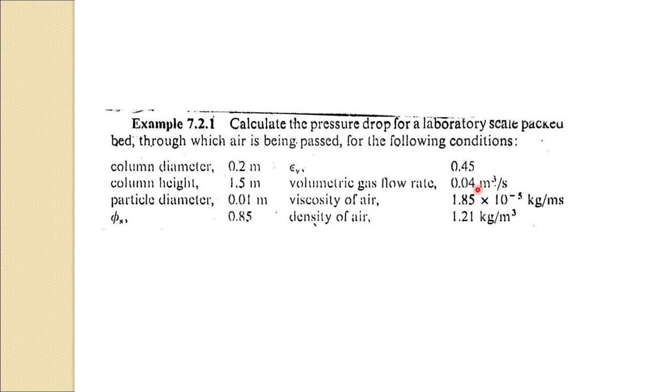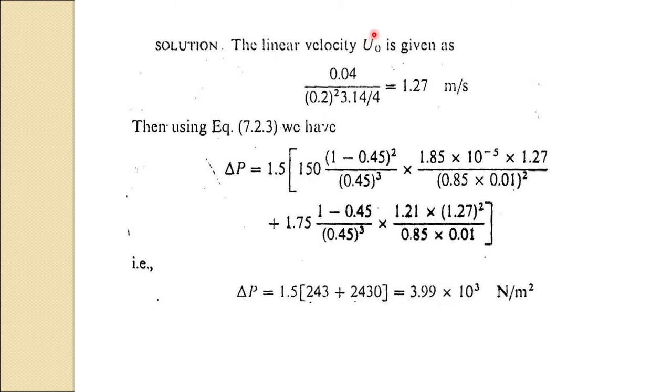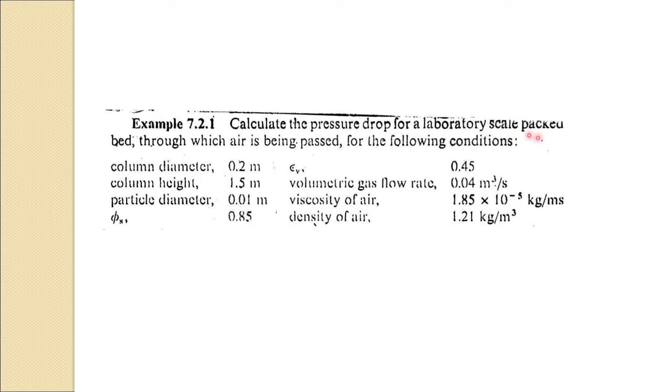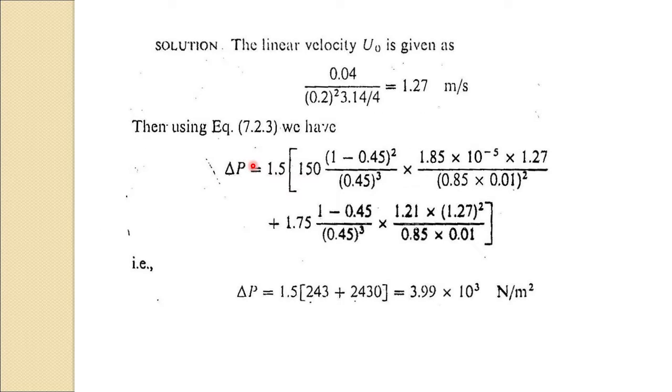That you can easily find from these data, because the volumetric gas flow rate is given. If you divide this volumetric gas flow rate by the area of the container, or the area of the packed bed, then you can get the required velocity. So, the linear velocity: 0.04 meter cube per second is the volumetric flow rate, and because it is a cylindrical packed bed, diameter and height are given, so pi r square, which is pi d square by 4 with d as 0.2. That gives you the velocity 1.27 meter per second, which seems a reasonable velocity.